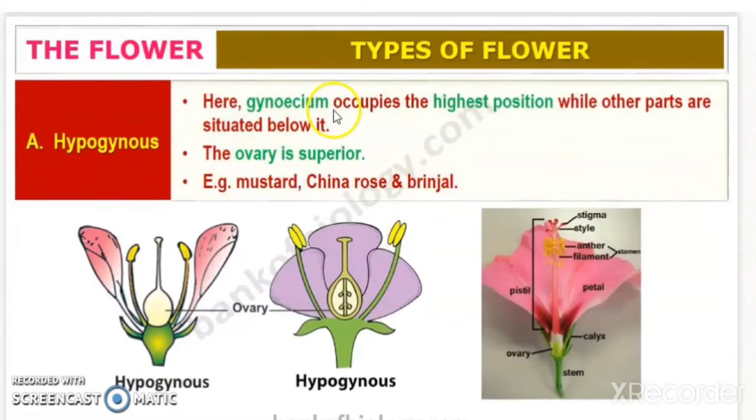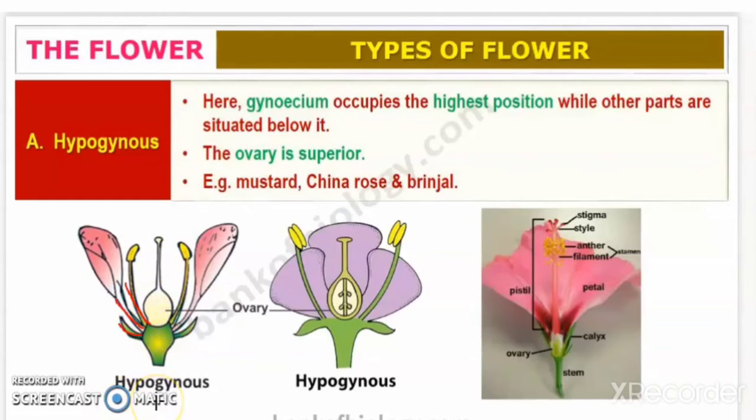Here the gynecium occupies the highest position. Okay, so what does the gynecium do? They occupy the highest position, and the other parts are situated below it. You can see this is the ovary part or the gynecium portion. So this completely is the gynecium portion, and it is placed in the highest position. You can see the other parts like sepals below it, the petals arising below it, and the stamen which is arising below it.